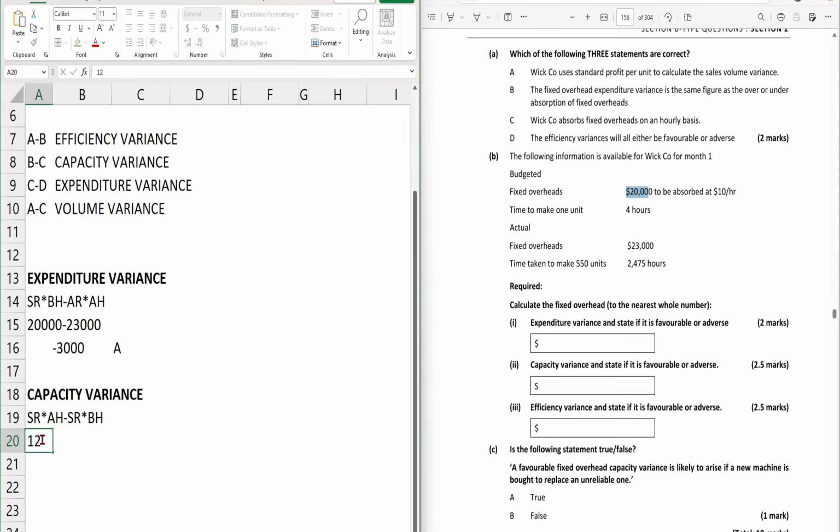Okay, now we need to figure out what is the actual hour. So actual time taken is 2475. So 2475. Now again we came to the budgeted one, SR into BH, which is the same as above, which is 20,000, already given. Okay, so what you can do is just subtract 20,000. Or else what you can do is just take 10 and calculate first how many hours are required. So 20,000 divided by 10 will give us 2,000 hours. Then multiply those 2,000 into 10, it will give the same 20,000. Okay, so now let's calculate this one. So now, 10 into 2475 minus 20,000. And here I have made a mistake. I have taken 12 by mistake.